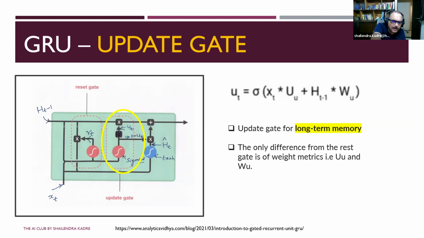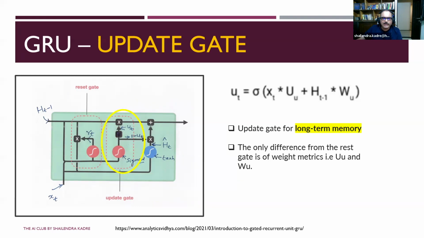Now in the update gate, above that red ball, there are two branches. UT, the output from the sigmoid, is divided into two parts. One, UT, goes up and 1 minus UT goes on the right-hand side. This is what you have to note down in the update gate. Now we will see what we do with UT and 1 minus UT.